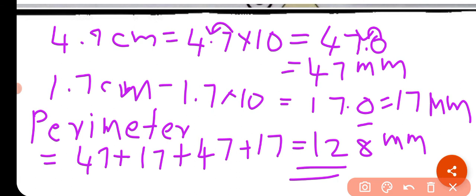Okay. Then you find the perimeter. Perimeter means distance around the shape. So to find the perimeter, you should add the length of each side. Okay.